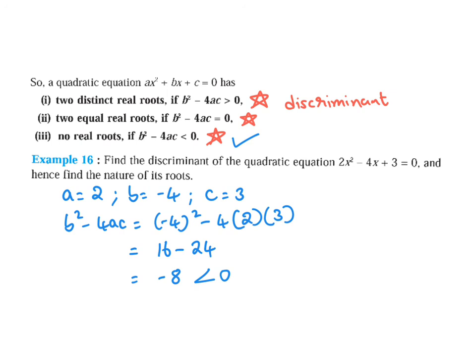So this is how you apply the idea of the discriminant to quadratic equations to find out how many solutions it has.